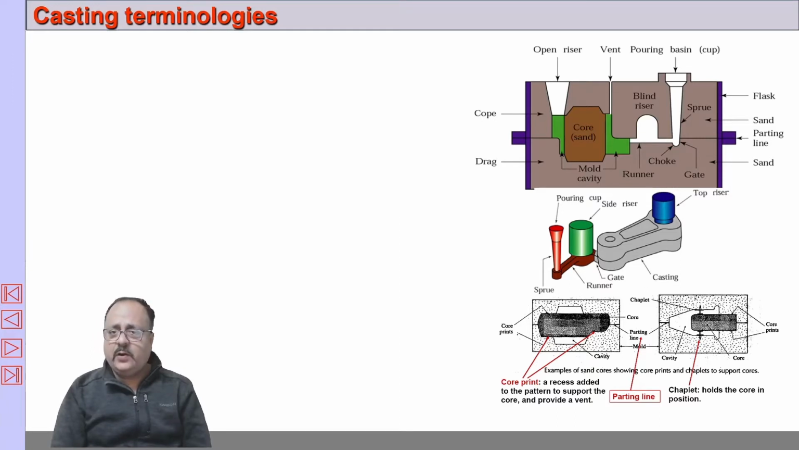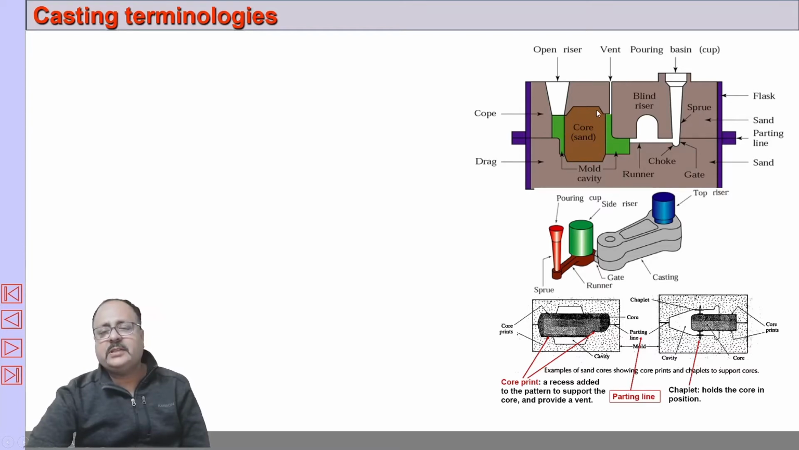So the core prints allow it to locate correctly, and under the pressure of the molten metal flowing, the core should not be displaced. So it should be supported properly. Therefore, the core print provides the support that is necessary to hold the core under the pressure of the molten metal. So there is core and core print. You can see here, this part is the core print, which is supporting from both sides. This is supporting from one side, and this part is supporting from the lower side, and this part is supporting from the upper side. So these are core prints.